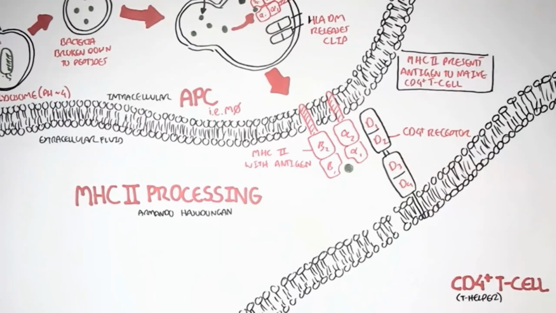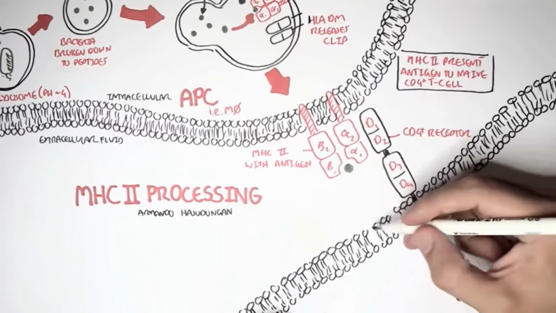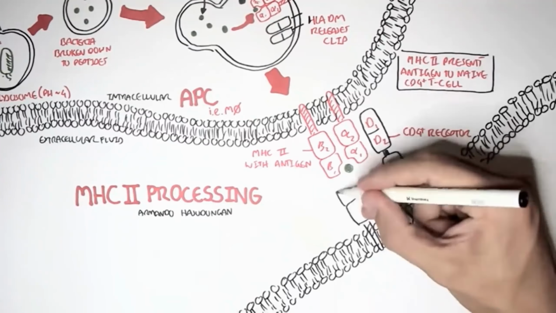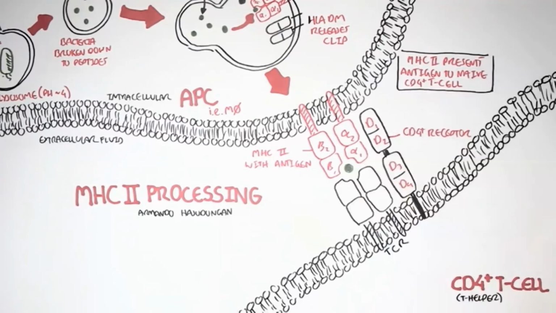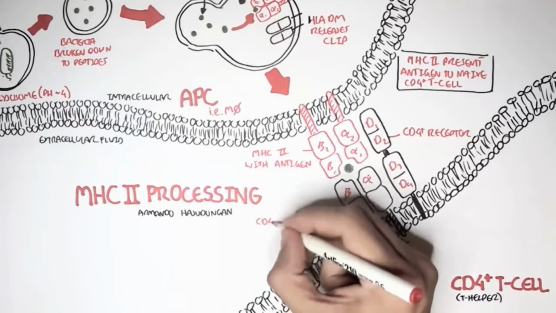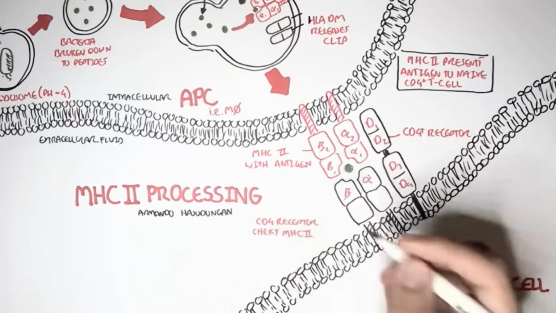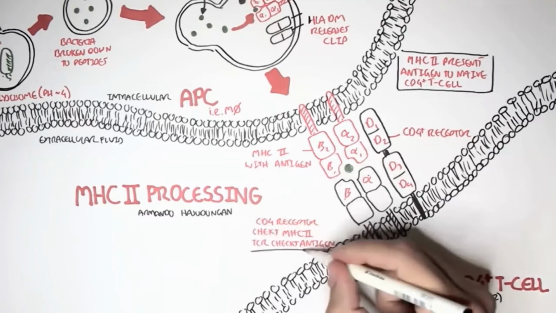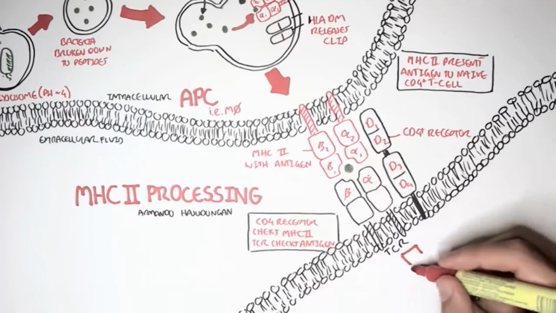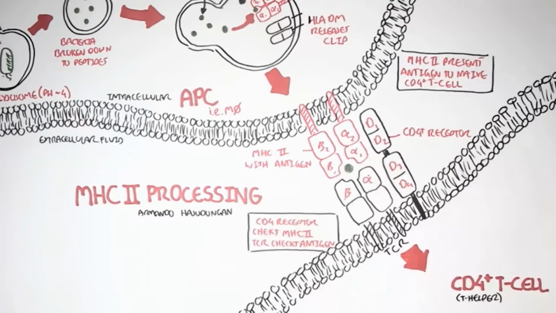Now, the CD4 receptor is made up of segments D1, D2, D3, and D4. It will actually bind onto the alpha portion of the MHC class 2. If that's okay, the T cell receptor, TCR, will then check the antigen. Now the T cell receptor's binding groove also only fits specific antigens. So let's just say in this case, the TCR can fit this antigen being presented by the MHC class 2. So if the CD4 receptor checks the MHC class 2 and confirms it, and the TCR checks the antigen and confirms it, this will trigger a cascade of events within the naive CD4 T cell.